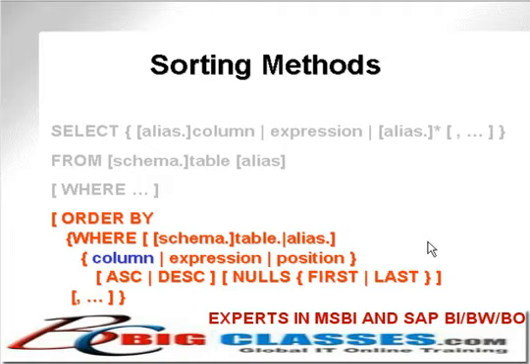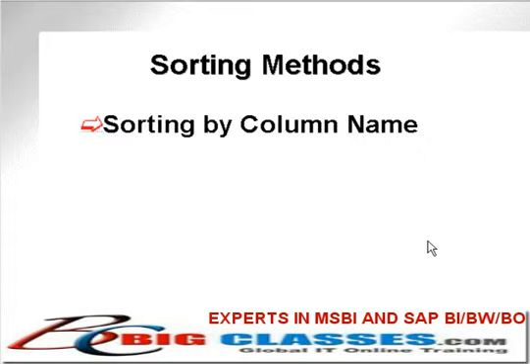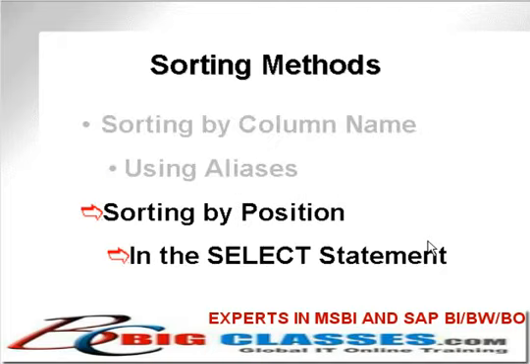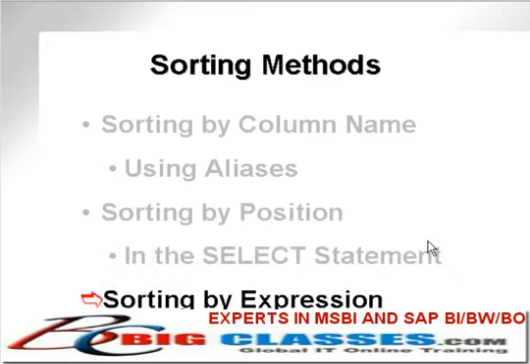Sorting methods. As we discussed previously, select statements can be sorted in different ways, namely by column in the select statement, by an expression, or by the position of a column retrieved within a select statement. Let's go into this now in more detail. So you can sort by the name of a column. You can also use aliases when sorting by column names. You can sort by position in the select statement, and you can sort by an expression.